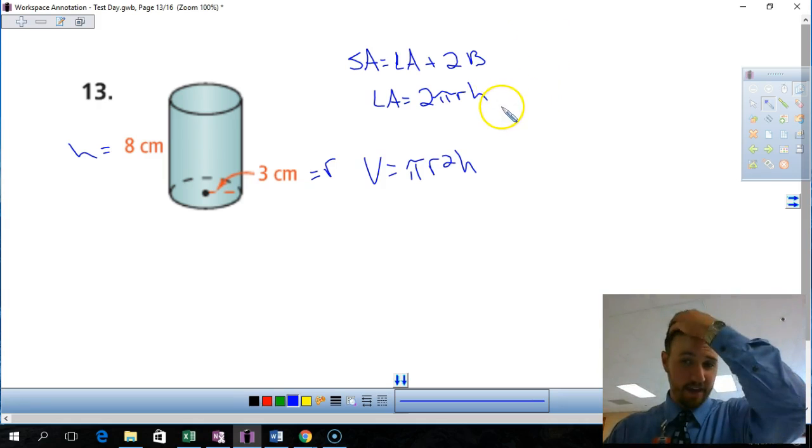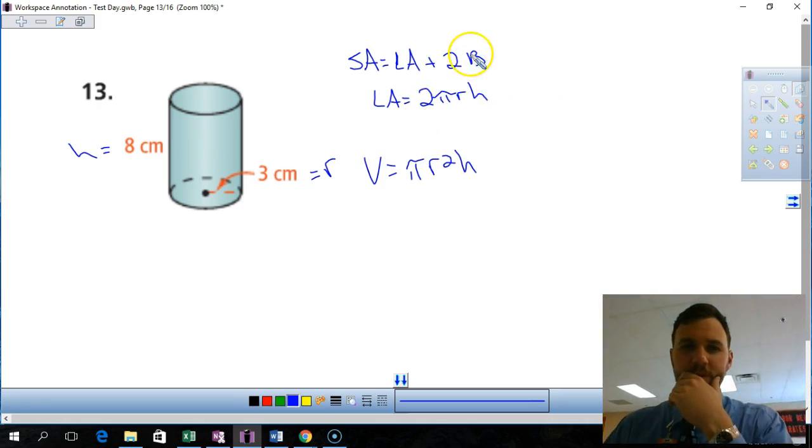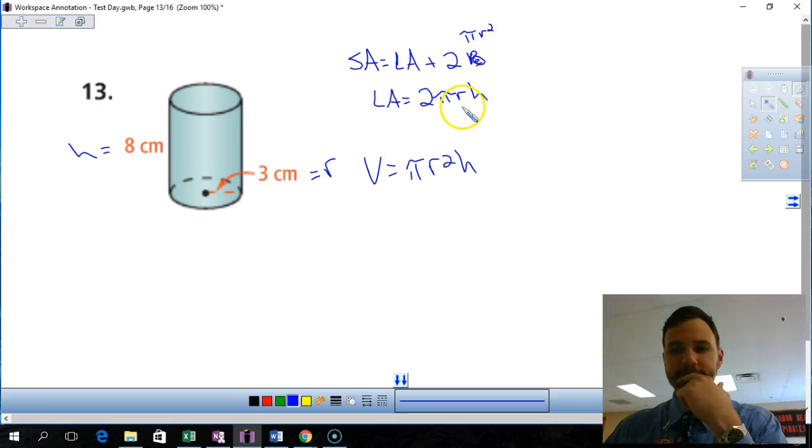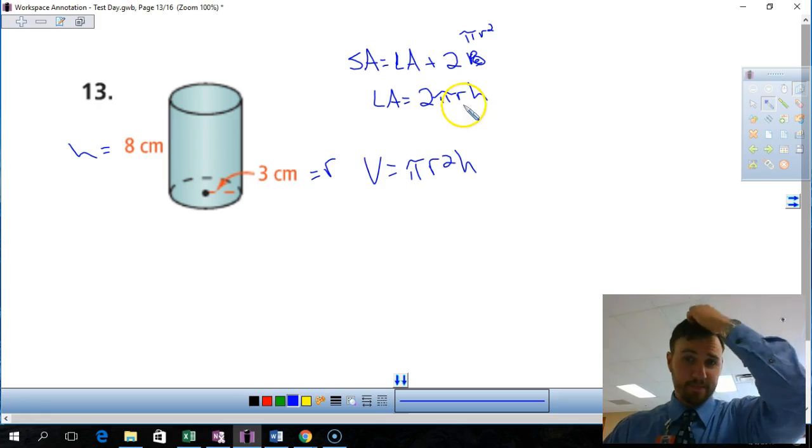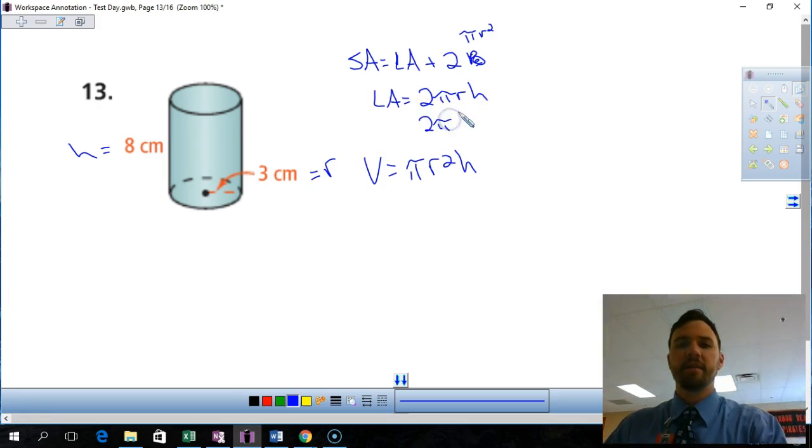Alright, so first let's find lateral area. Oh, by the way, the base is pi r squared, because it's a circle, of course. Alright, so we do 2 pi times our radius times our height.